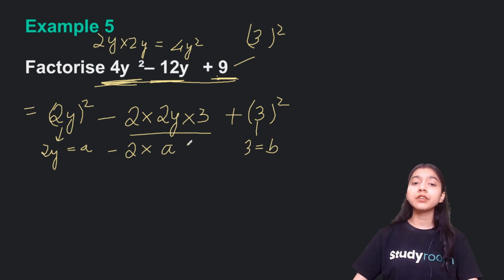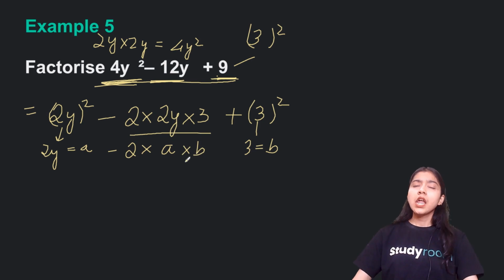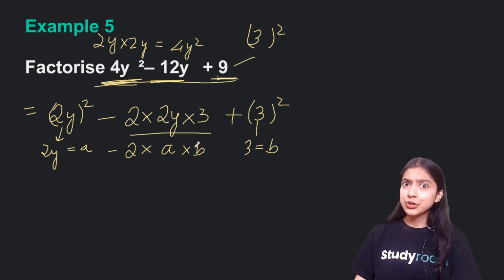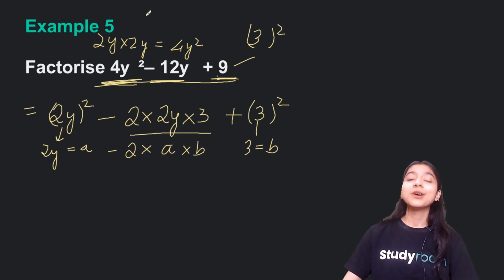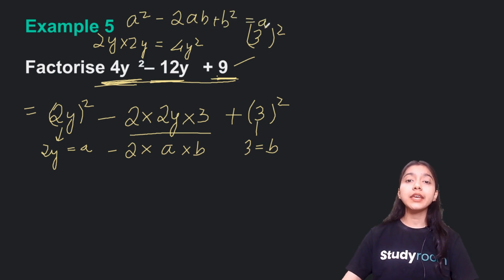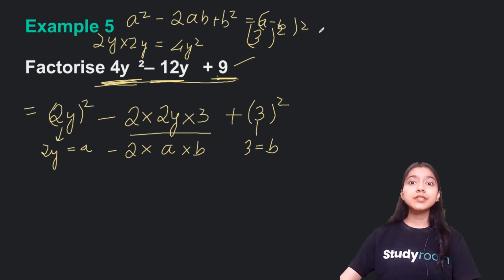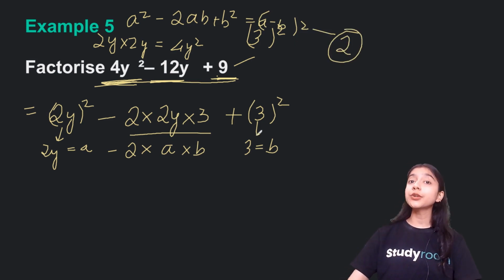So we have a over here, and 3 has been considered as B. So we have B. Now, what was this identity? A square plus B square minus 2 times AB. Do you remember? I remember. We had an identity: A square minus 2 times AB plus B square is equal to A minus B whole square. This was the second identity that I taught you.